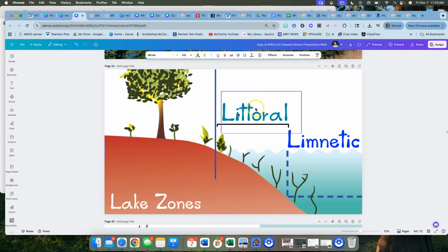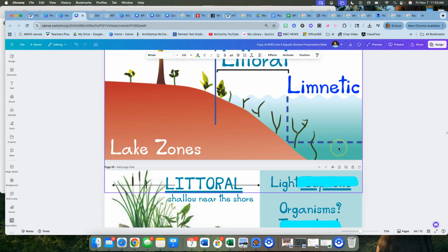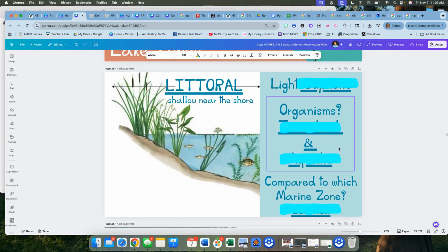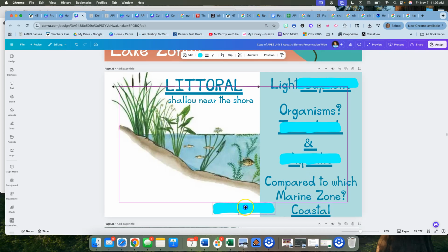So lake zones, you have littoral and you have limnetic. What do you think the littoral compares to? Which marine zone? Coastal. Good job. Because we're near the shore, right? Sunlight will penetrate or not penetrate the entire zone. What do you think? It's euphotic. Sunlight penetrates the entire zone.